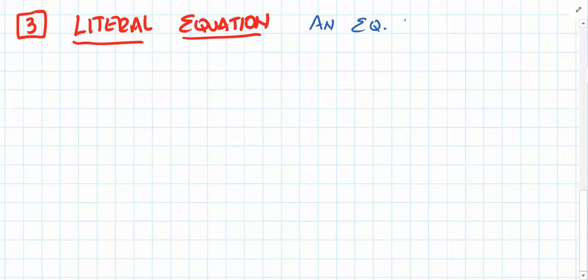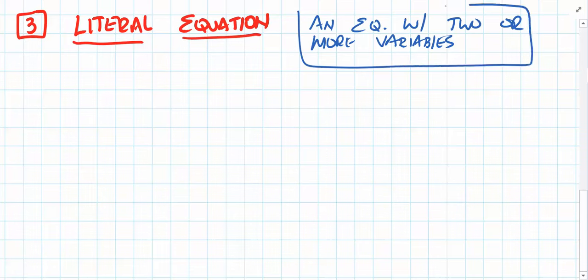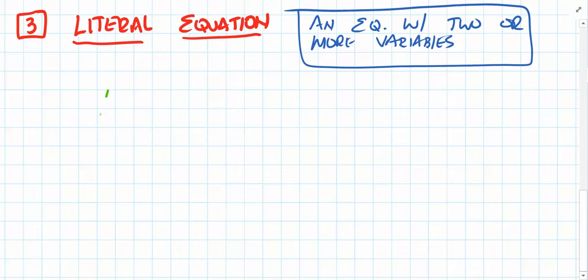It's an equation with 2 or more variables. So that's the definition that we're going to be working with. A literal equation is an equation with 2 or more variables. Here is an example of a literal equation. I'll do it in green for you. A is equal to pi r squared.